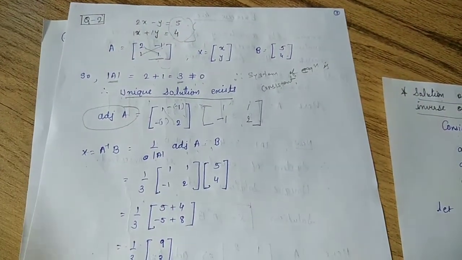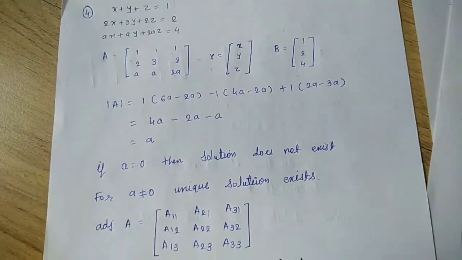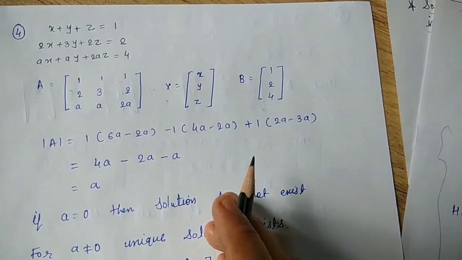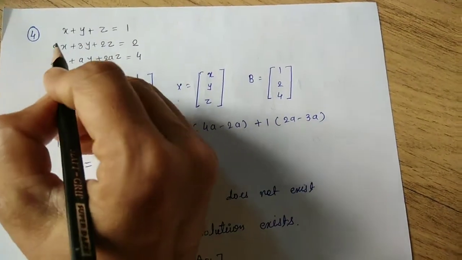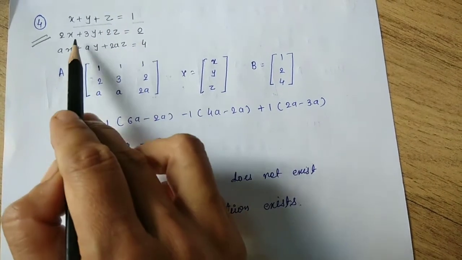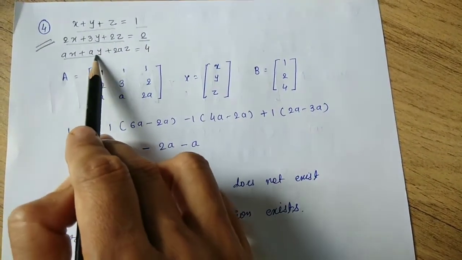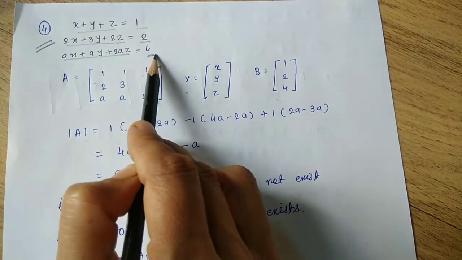So let me see the third equation, students. Now question number 3 I am giving to you for the solution, that you can check by yourself. Today we are starting with question number 4. So question number 4 is x y z is equals to 1, 2x 3y 2z is equals to 2, ax ay and 2az is equals to 4.